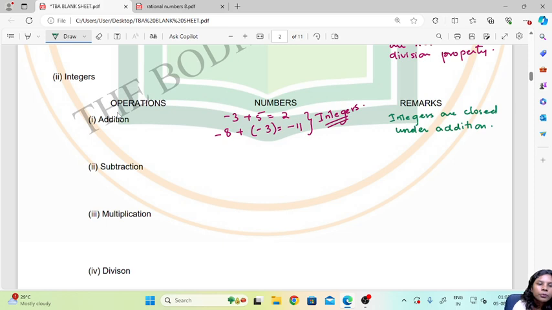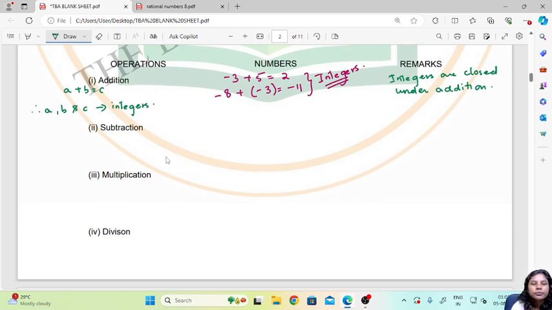So here we can write, say I have A plus B equals C. Therefore A, B and C all are integers. Now let's look at subtraction. The same examples: we'll take -3 and minus 5. So what will I get? 5, 6, 7, 8. So the answer will be -8 here.